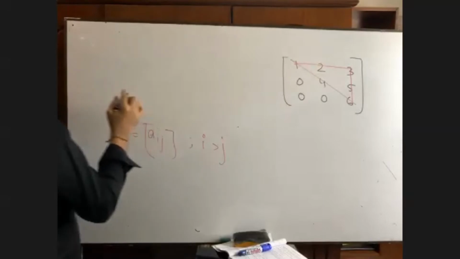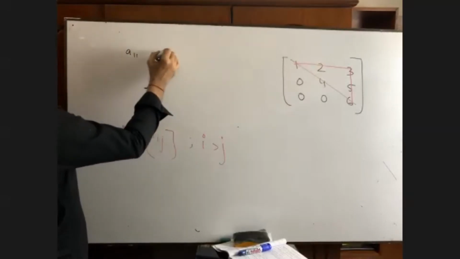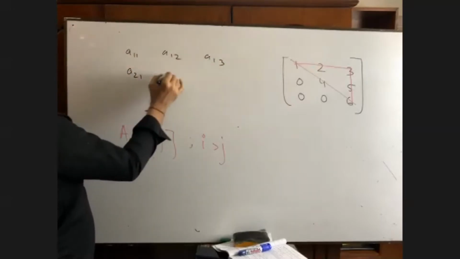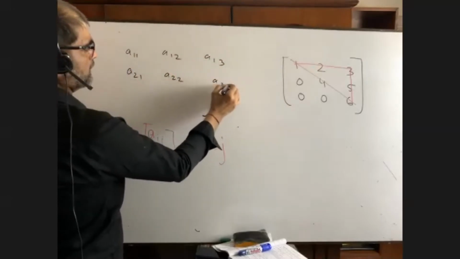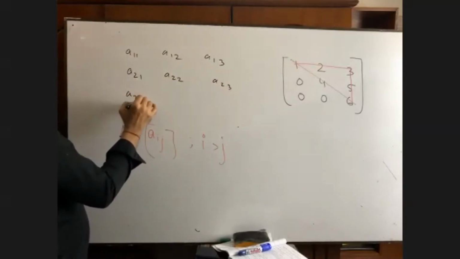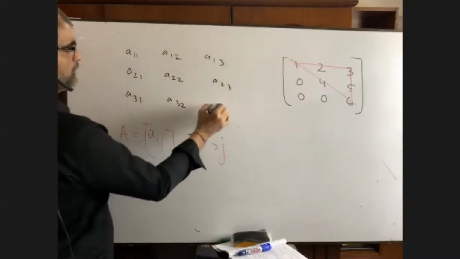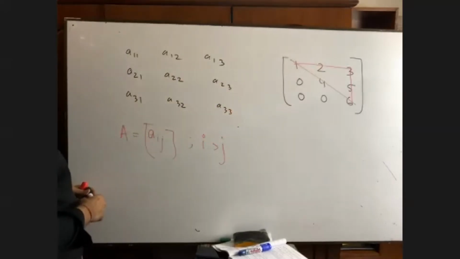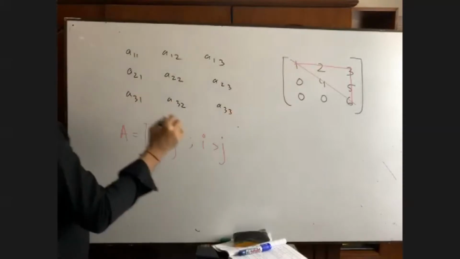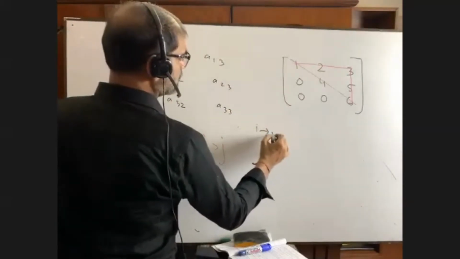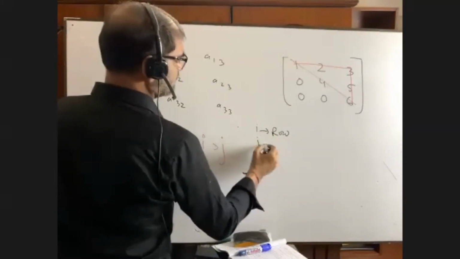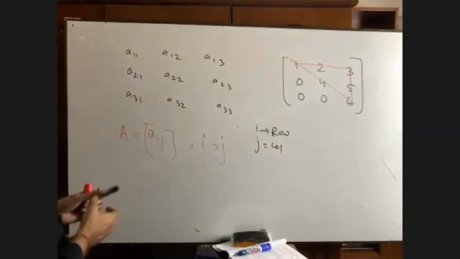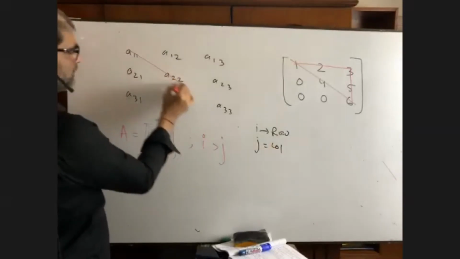What is the condition? A11, A12, A13, A21, A22, A23, A31, A32, A33. Here, i means what? Row. Here, j means what? Column. The first one is i, the second one is j, the column. In this question, what is the upper triangular matrix?